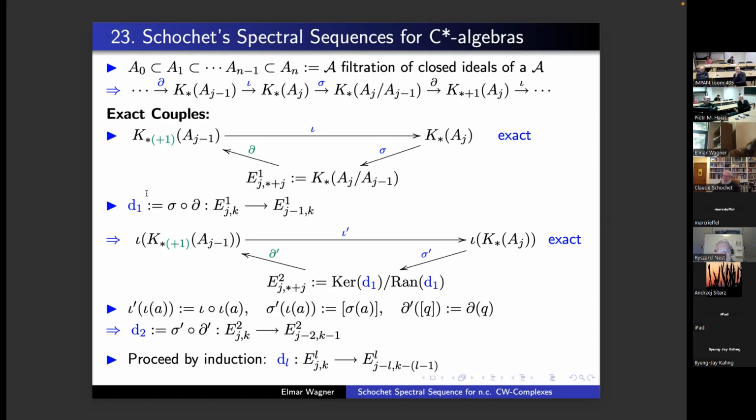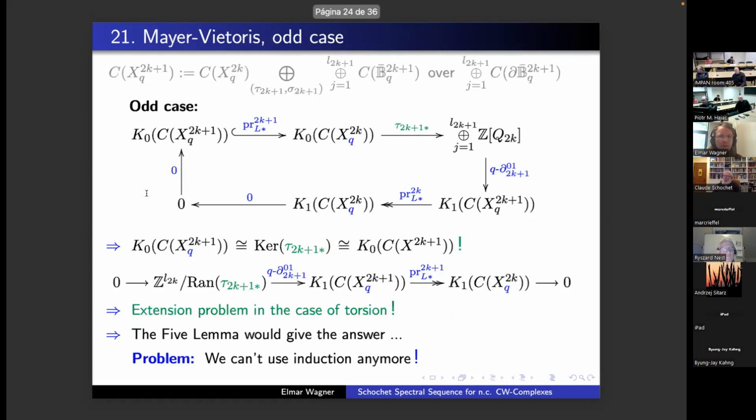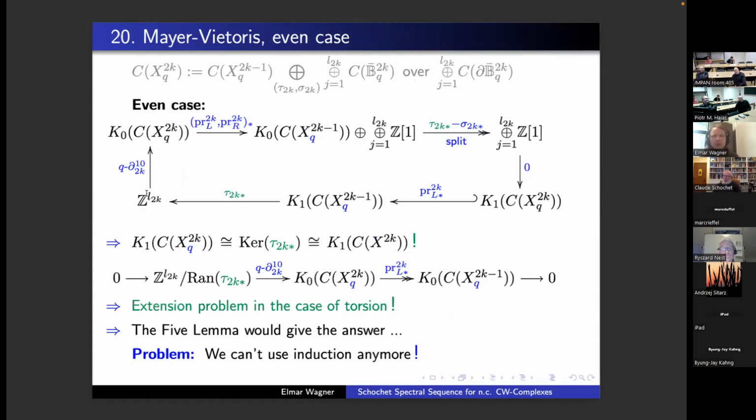Just a comment. Okay, Elmar, you can go. Yeah, thanks. Well, both comments are correct. So what's the situation now? Could you come back to this Mayer-Vietoris? If there is a map in the middle, so what is the problem now?